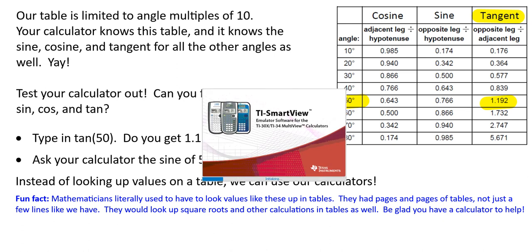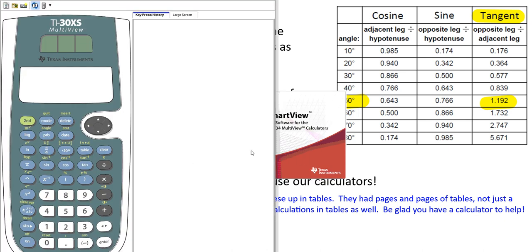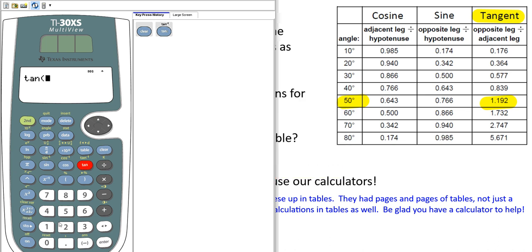It just has the first three letters of each of those. So it has SIN for sine, COS for cosine, and TAN for tangent. If I wanted to calculate the tangent of 50 degrees, I could just type tangent 50 and hit enter, and it will calculate it: 1.191753. So our table only had 3 decimals. Your calculator knows 9 decimal places for that, and may be using more in its memory, but I'm not sure.